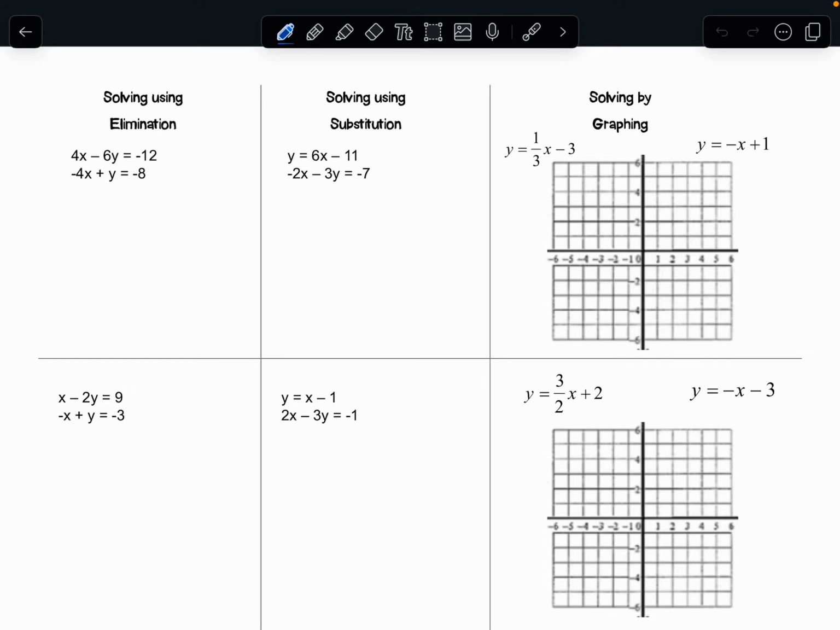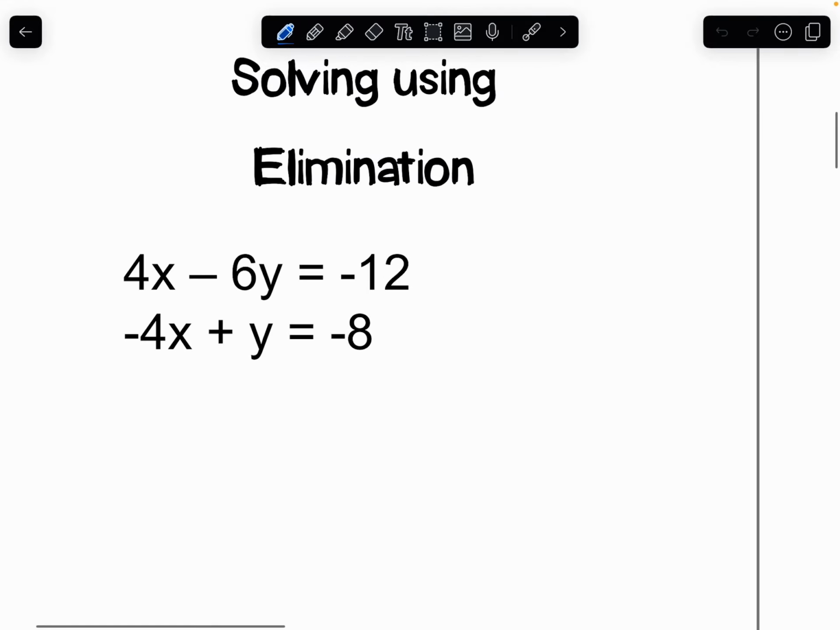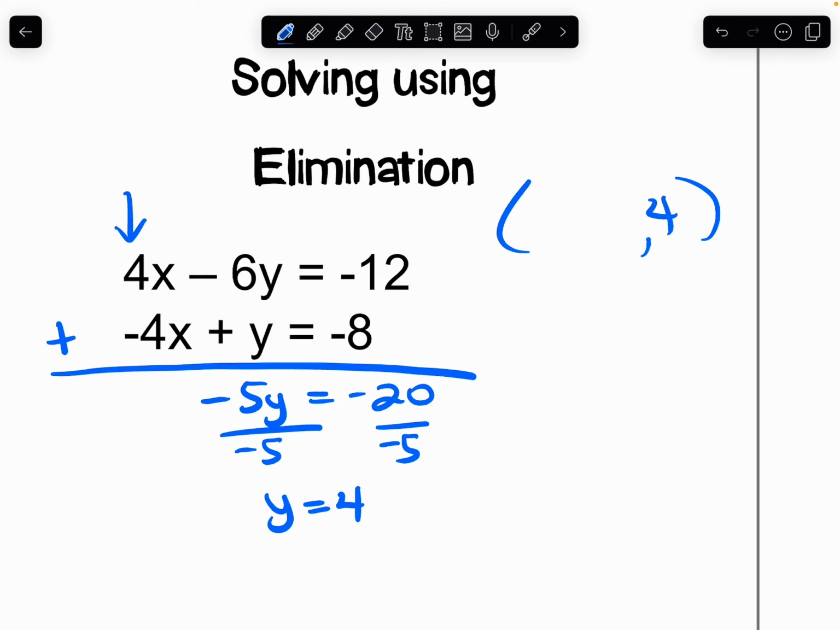Okay, so here we go for the warm-up. Elimination, I'm going to add straight down because the coefficients here are opposites of each other, so they cancel out. So I get negative 5y equals negative 20. I divide by negative 5 on both sides, and I get y equals 4. So we have the y value.